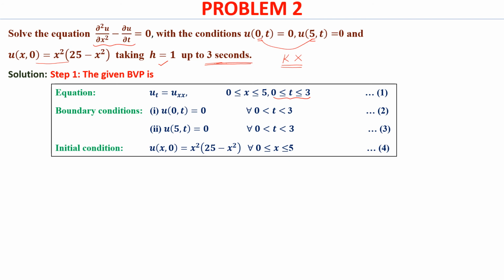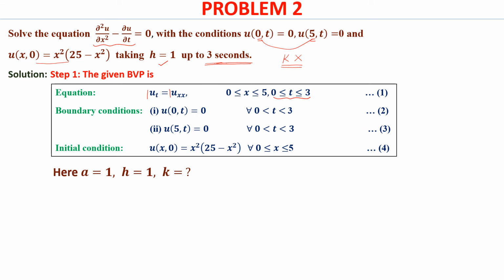So the remaining is all the same. Now we notice here that the equation is ut equal to uxx. So the uxx coefficient is 1 and thereby the ut coefficient is also 1. So I'm sure you will agree with me that the value of a is 1 here. The h value is 1, which is given to us. The k value is not mentioned.